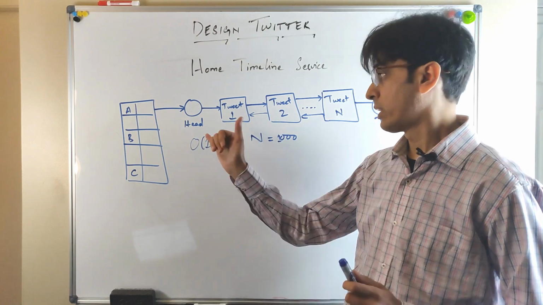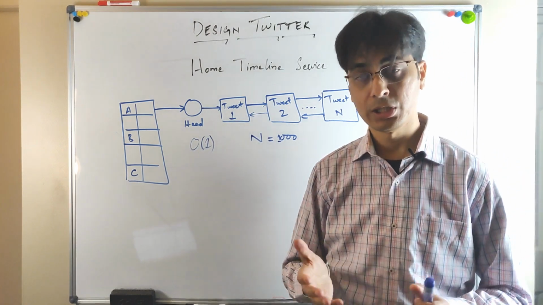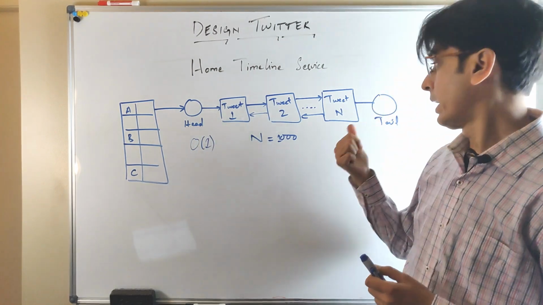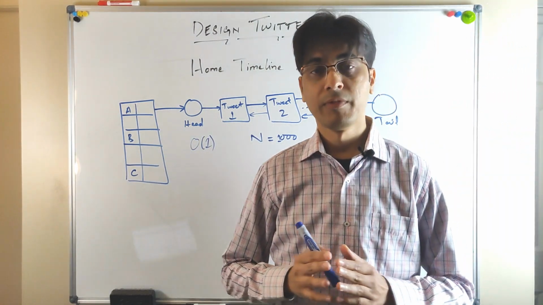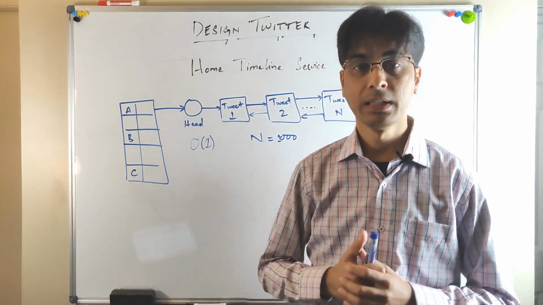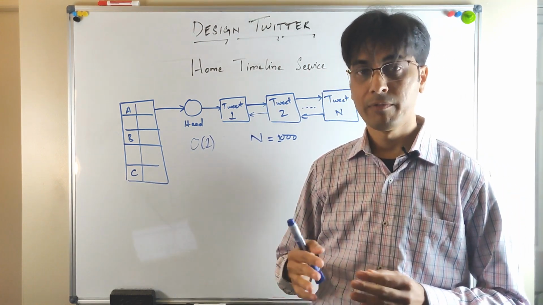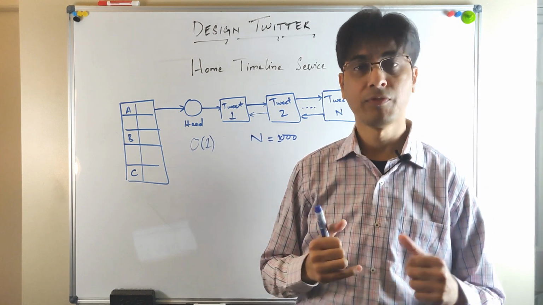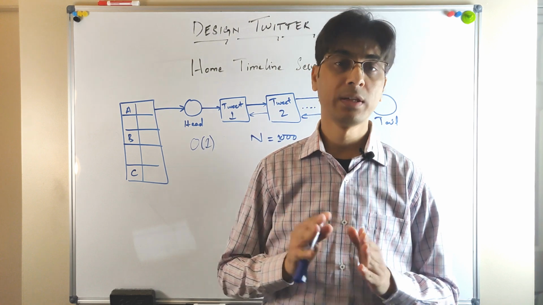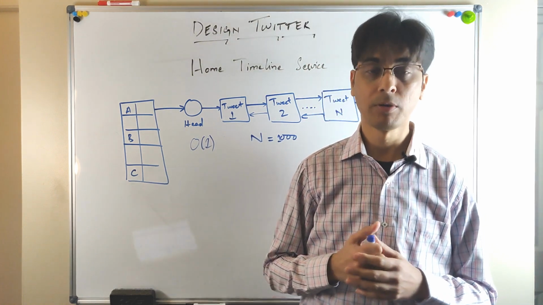The tweets are stored here in descending order of creation time, with the latest tweet at the head and the oldest tweet at the tail. When the home timeline reaches its maximum limit of, let's say, 1000, then whenever a new tweet comes, we first remove the oldest tweet from the tail. The removal of the tweet is also an O(1), or constant time complexity, operation.